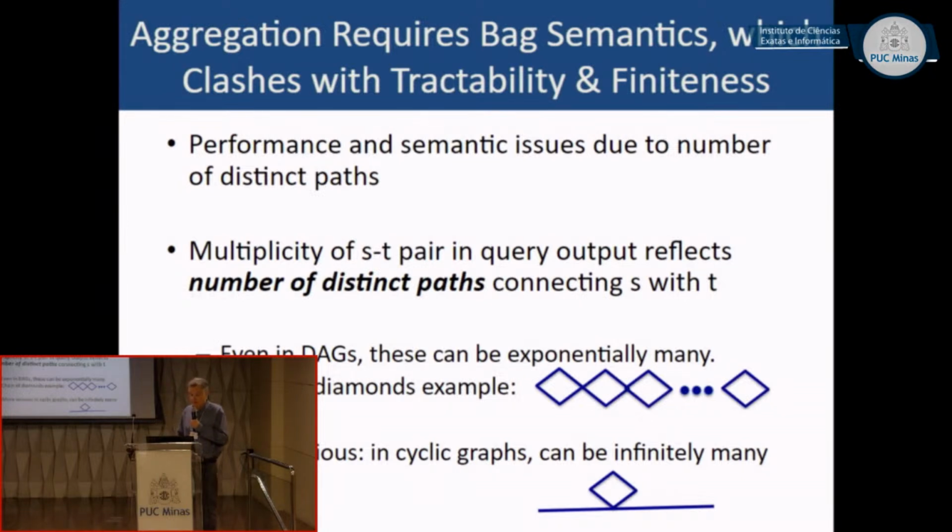Here, the typical chain of diamonds example, in which I want to start from the node at the leftmost corner here, and I want to go here, and if there are n such diamonds chained together, I have 2 to the n possible paths. More serious, if the graphs are cyclic, then there are infinitely many distinct paths, depending on how many times I go around cycles. So it's not even well defined what the multiplicity is.